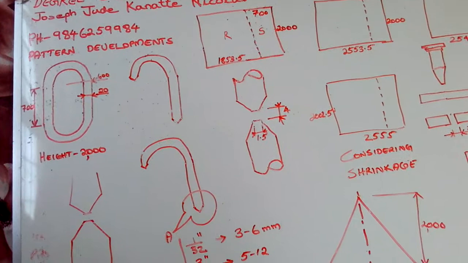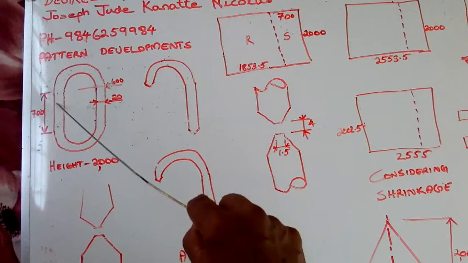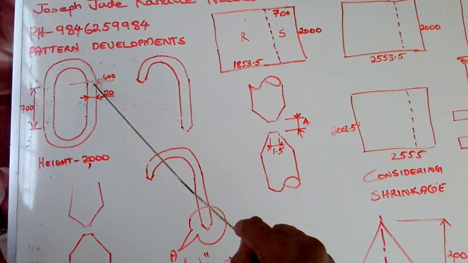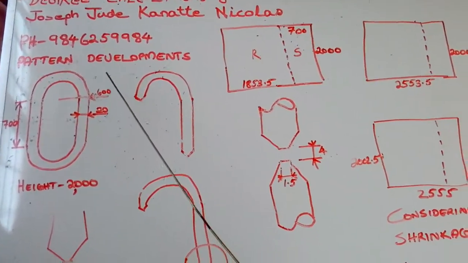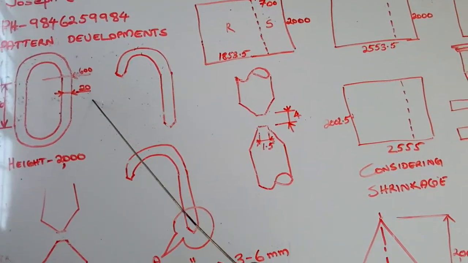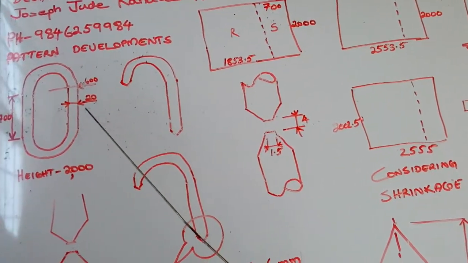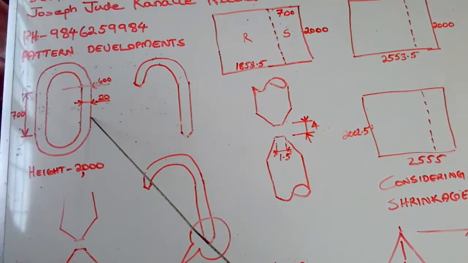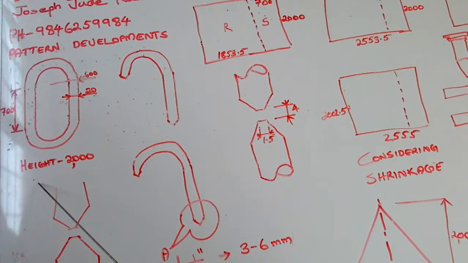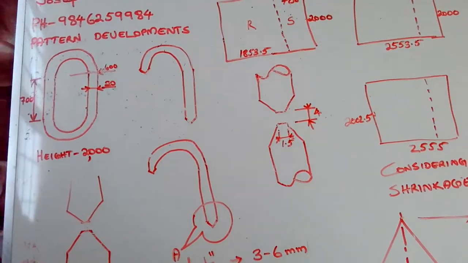Actually here the dimensions are 700 mm straight length from here to here, and then a half round curve comes, whose radius is 600. That radius is the outside radius and its thickness is 20 mm. It's a plan only, but how much height will it have? To recognize its height, there should be one elevation. Elevation means front view, but I didn't draw the elevation. Instead, I have just written the word height 2000 because I am just teaching you.